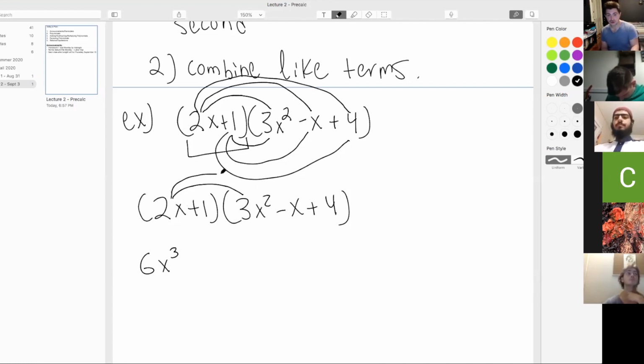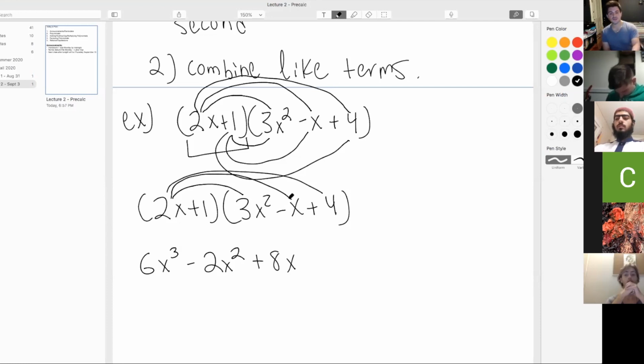Next, I need to do 2x multiplied by negative x. That will be negative 2x squared. Again, using the product rule from Monday's class, adding the exponents. Okay, good. How about 2x multiplied by 4? That'll be 8x.